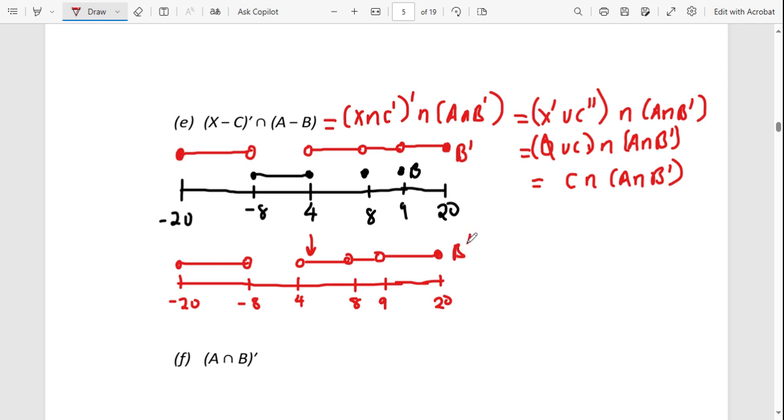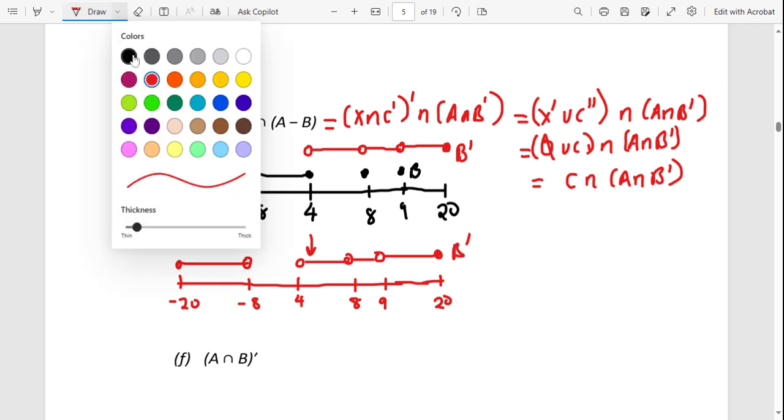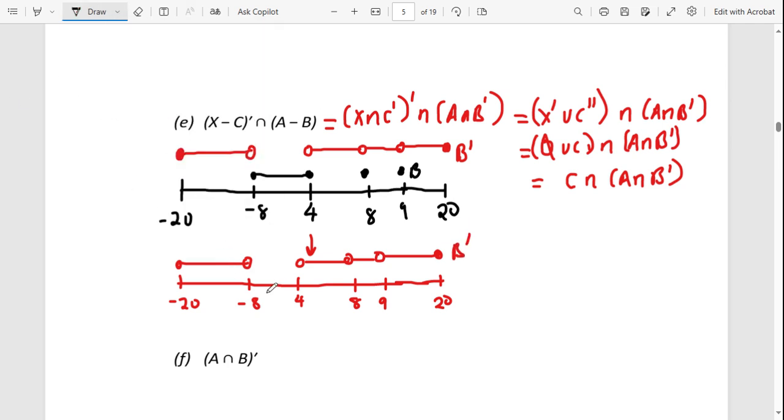That's B complement. The set A is from negative 2 to 7. To be from here up to here. And both of them are not included. That's a set A. We want where these two sets are meeting. So it is from here up to here. You can see that? Okay.